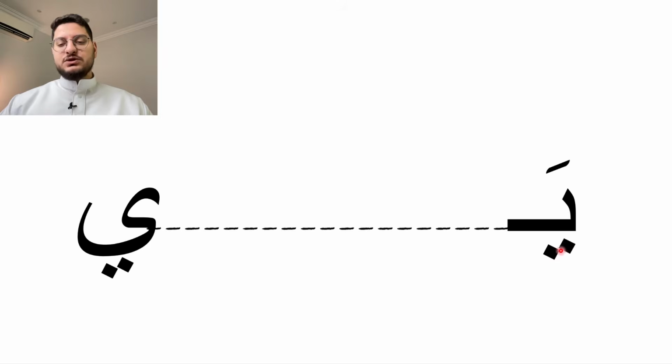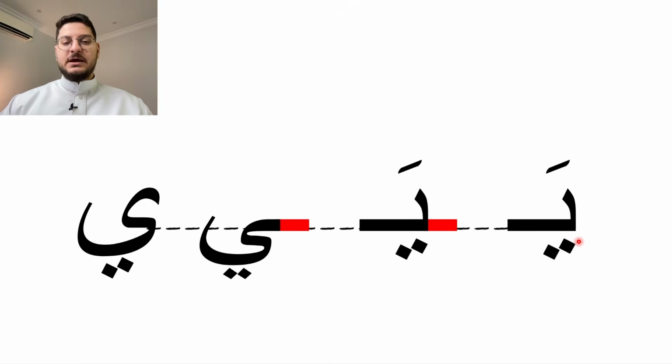And be careful, it's also very common to confuse ya with ta. Remember, ya is this one with 2 dots below. Ta had the 2 dots but on top. So be careful. 2 dots below is ya. And this is how the ya would look like inside the word. So again, notice all of them have 2 dots below.